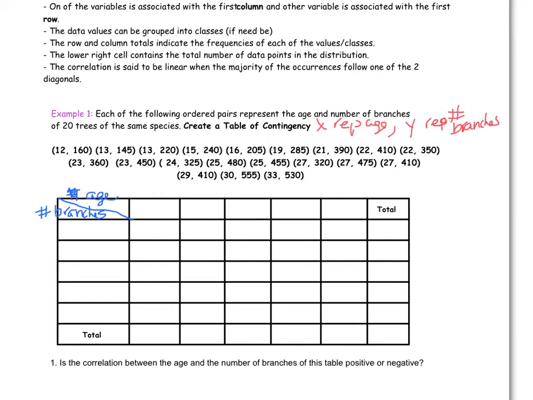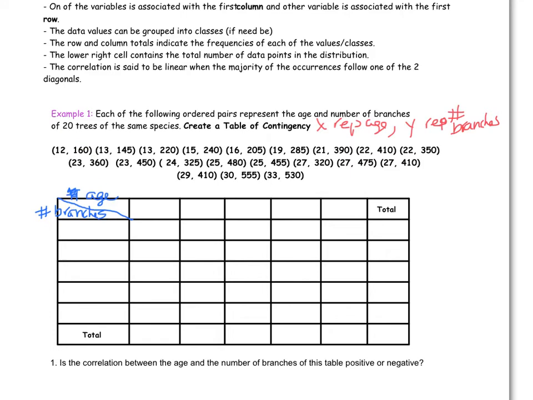And then the next point is that we can arrange the data into classes. We can group the data into classes. So I'm going to group the data for branches into the following classes. I'm going to look at what data we have for branches, what numbers we have.